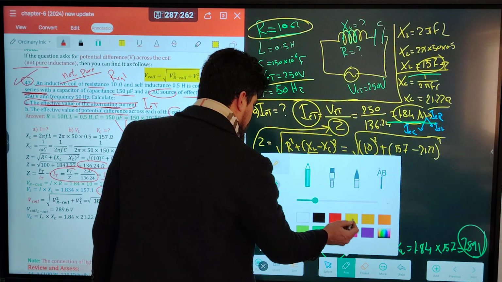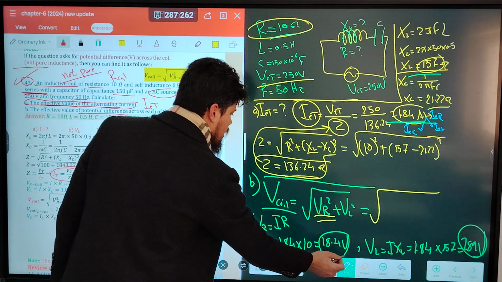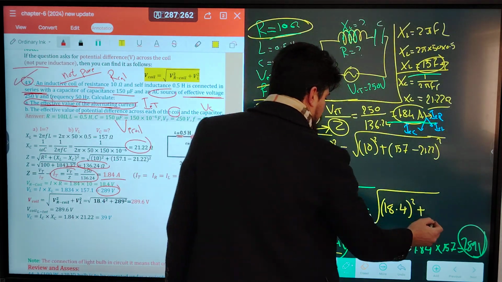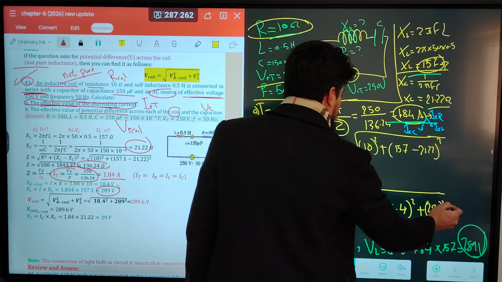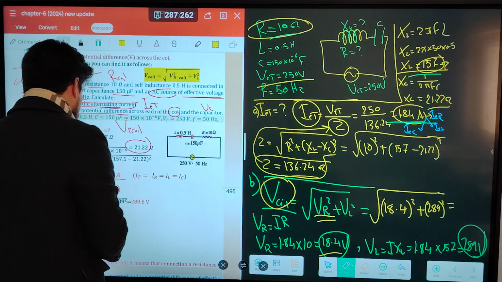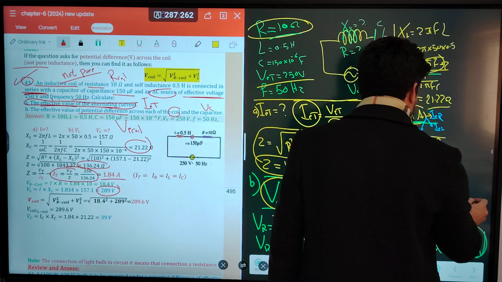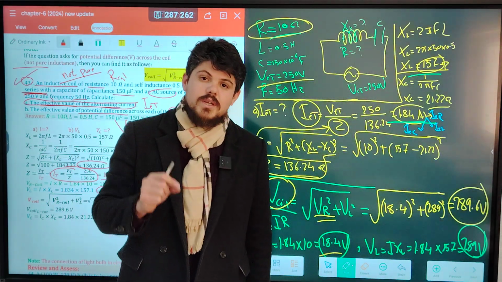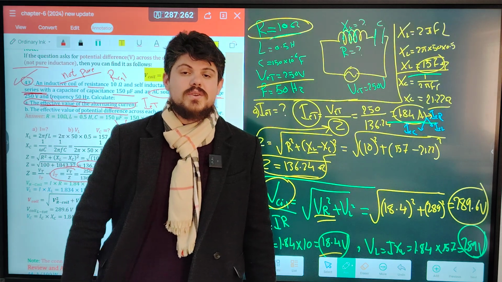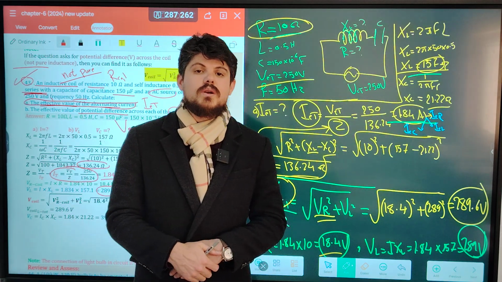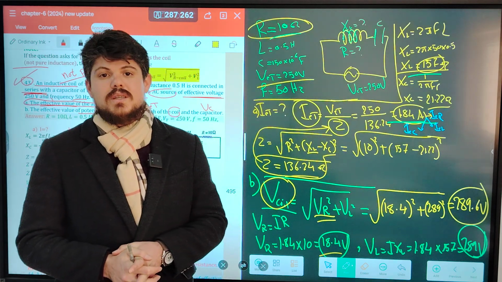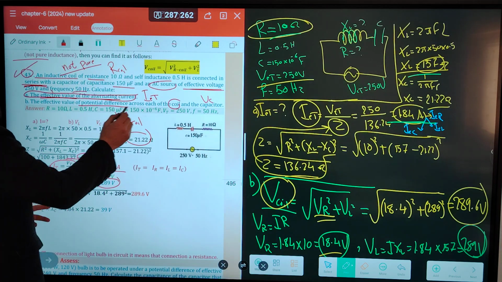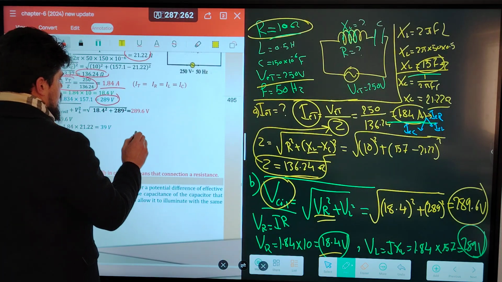Replace into this equation. VR, we found 18.4, and VL, we found 289, squared. V across the coil is equal to what? 289.6. What is this 289.6? This is the potential difference across the coil. Because the coil is not a pure coil, we have to account for both resistance and inductance. And also we have to find the potential difference across the capacitance.